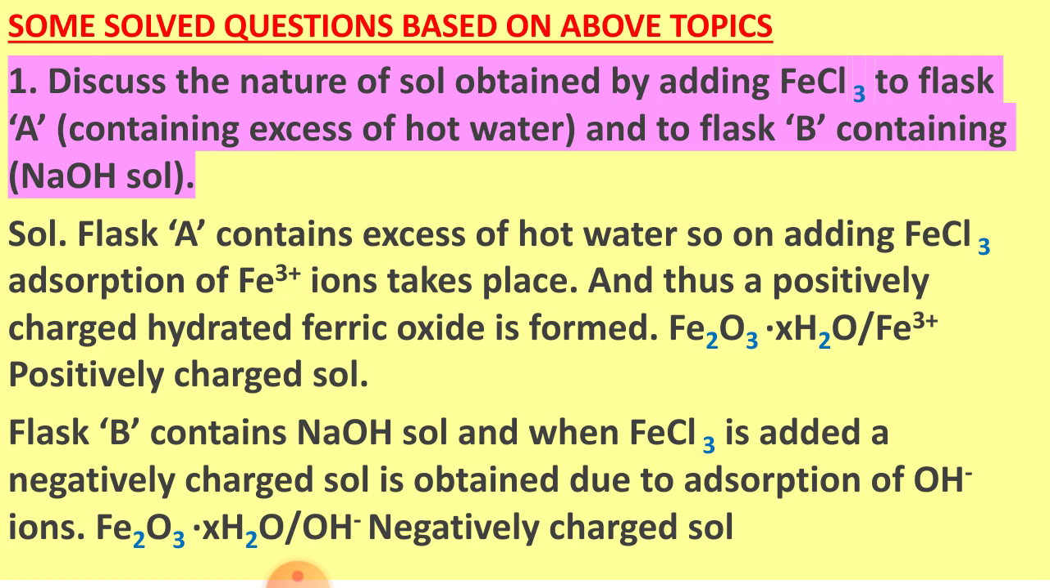In the second case, flask B contains excess NaOH, and when FeCl3 is added, a negatively charged sol is obtained due to the adsorption of OH minus ions, that is Fe2O3·xH2O/OH minus, which denotes the negatively charged sol. So here the common ion is OH minus, which is adsorbed from the medium, but in flask A the common ion is Fe3 plus, that's why it acquired the positive charge. So this is basically based on the preferential adsorption of charge from the medium.